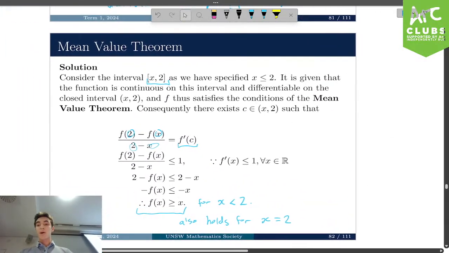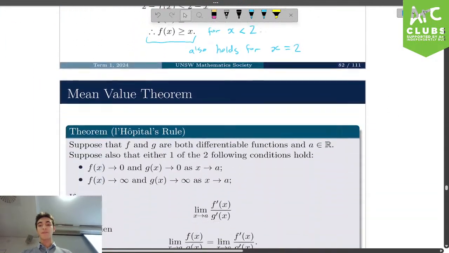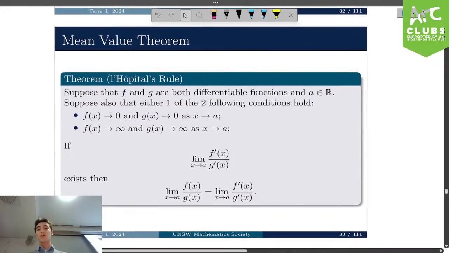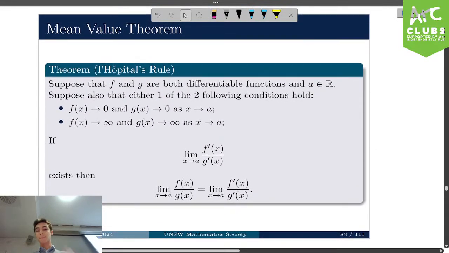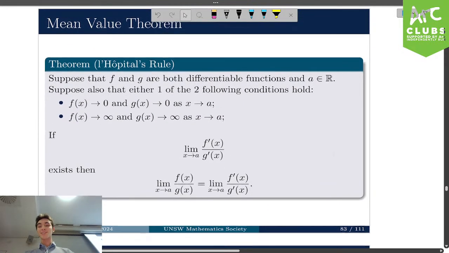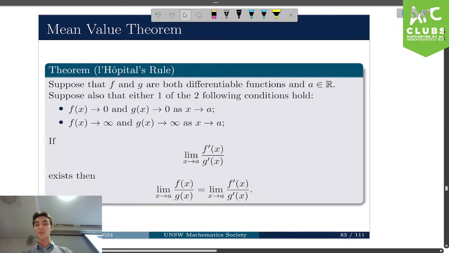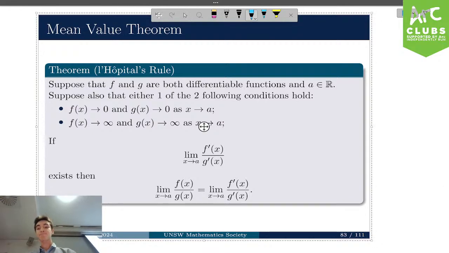All right, now on to other things that the mean value theorem is useful for. It is actually what we use to prove this interesting identity called L'Hopital's rule. It's probably the hardest thing you're going to have to pronounce in this course, and it's a rule for taking limits of fractions like this.